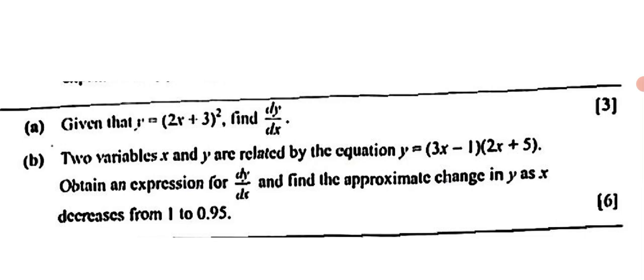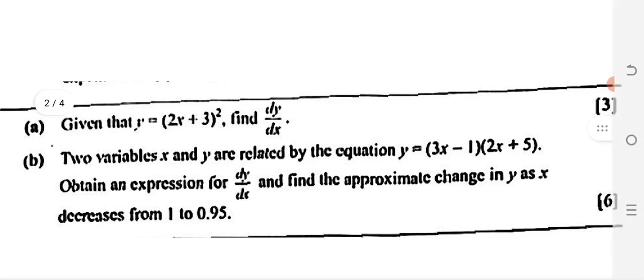So for here, finding the derivative, we know what to do, right? We are clear. So for part a, you can use the product rule. You can also just expand the brackets and then you remain with one function, then differentiate.